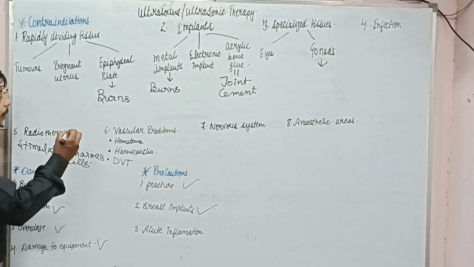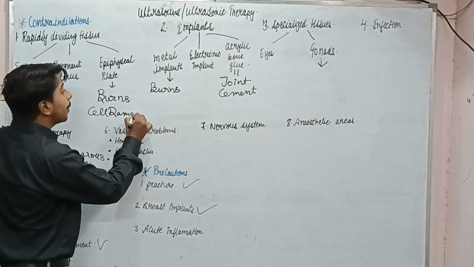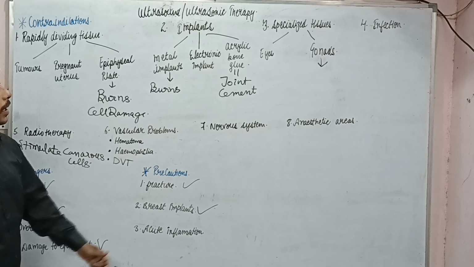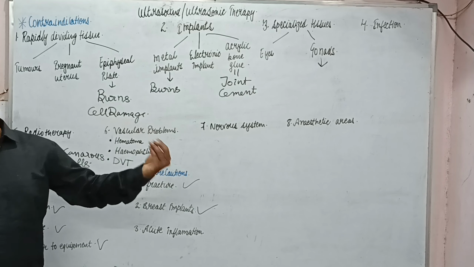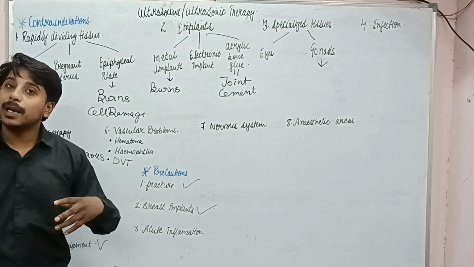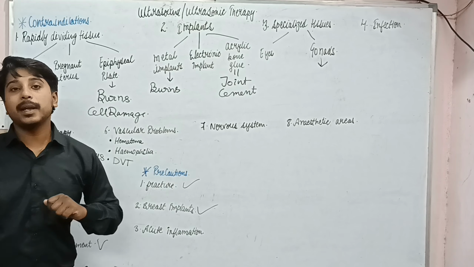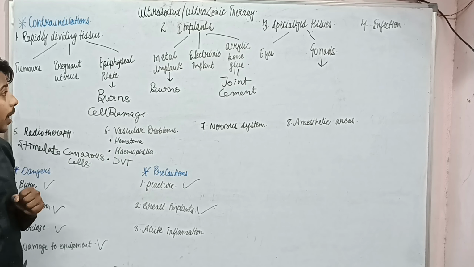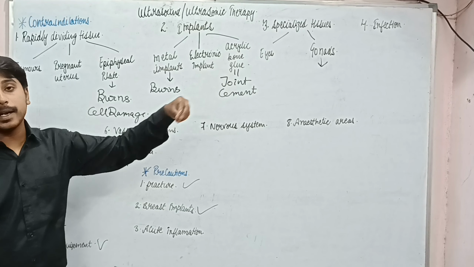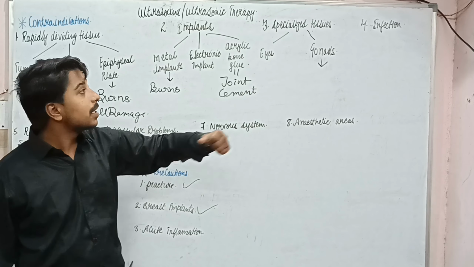In epiphyseal plates, burns along with the cell damage is seen. Okay, then in implant, electrical implants such as pacemaker, heating lead to the damage of pacemaker. Here also metal implant, it may itself get heated and cause burn. In joint cement, it can cause the loosening. Okay, then specialized tissue, gonads affect the spermatogenesis. In eye, it produce retinal damage.